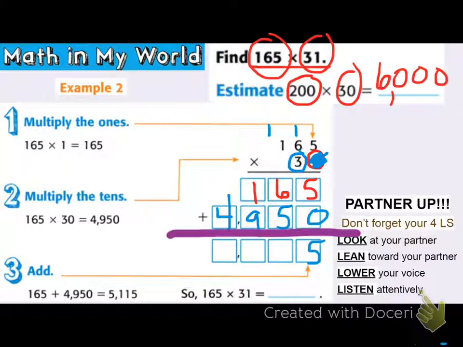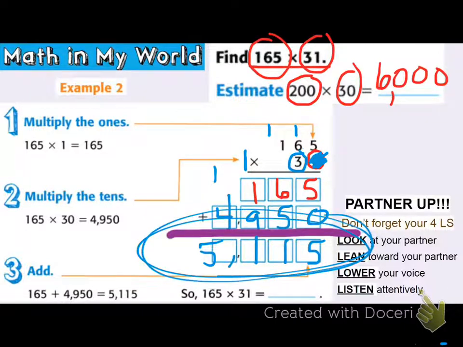6 plus 5 is 11. I can bring up my 1. I have 11 again, bring up my 1. And so the answer I got was 5,115. It's reasonable because if I look at my estimation, that's pretty close to 6,000. I can go ahead and move on.